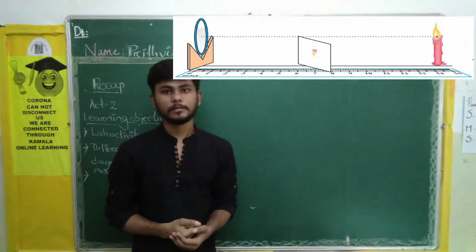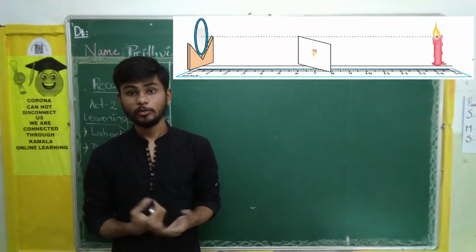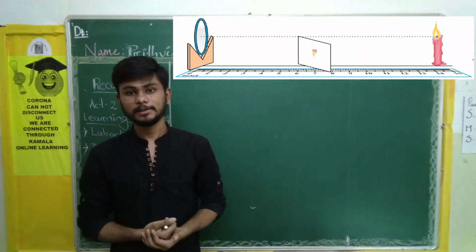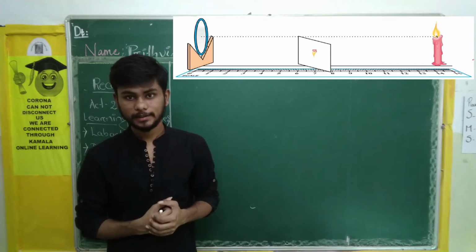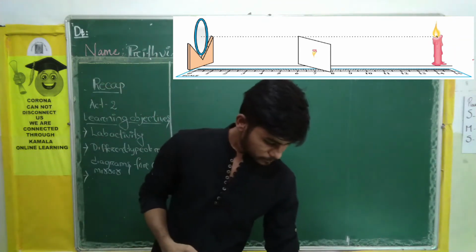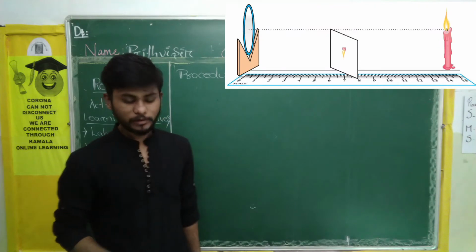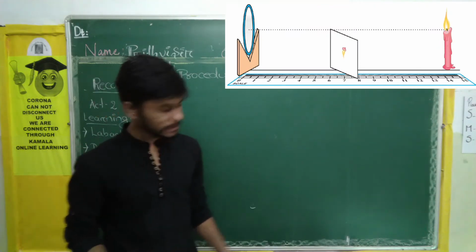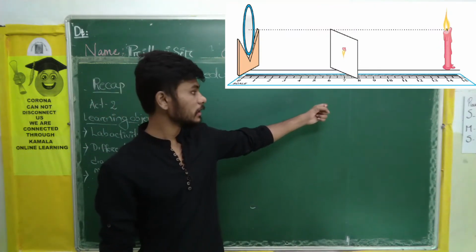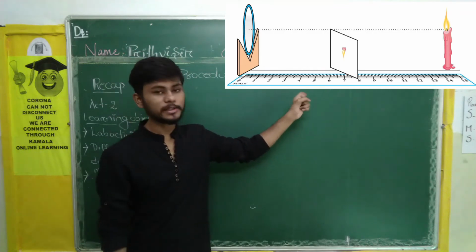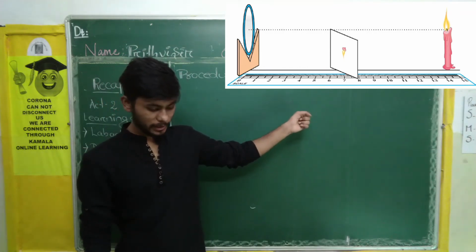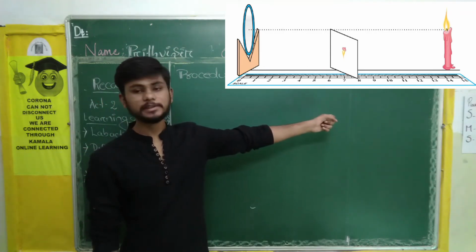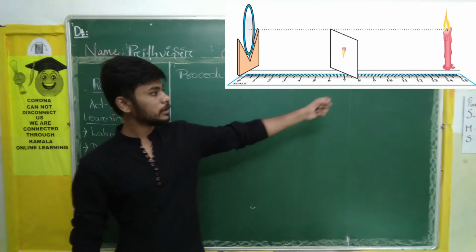So here, procedure means how to follow and what to do with all the equipment we have gathered. Let us see. Place the concave mirror on the V stand. As you can see here, the concave mirror is placed on the V stand, and in front of it there is a paper, and before that we have kept a candle.